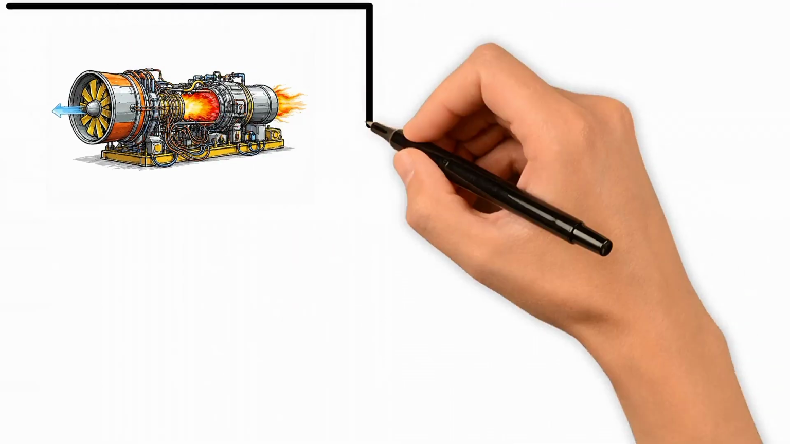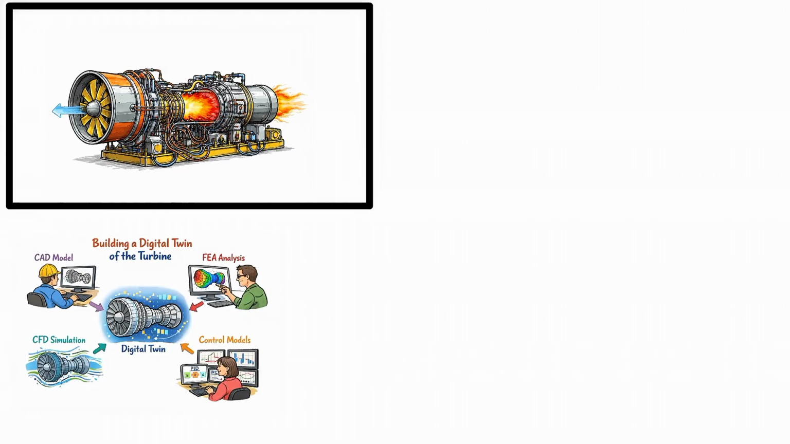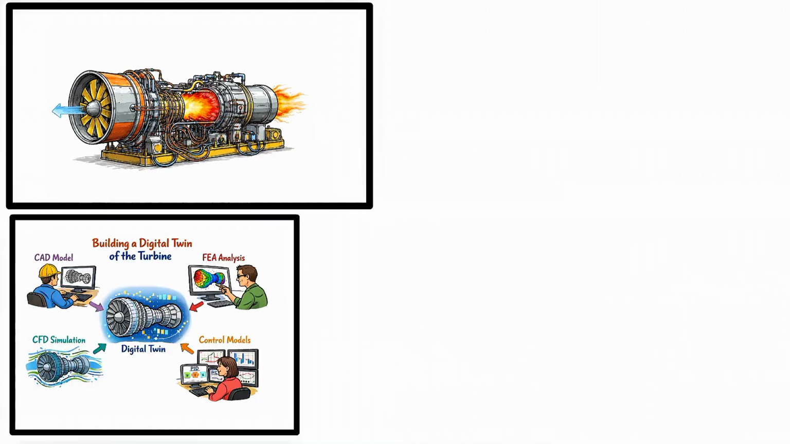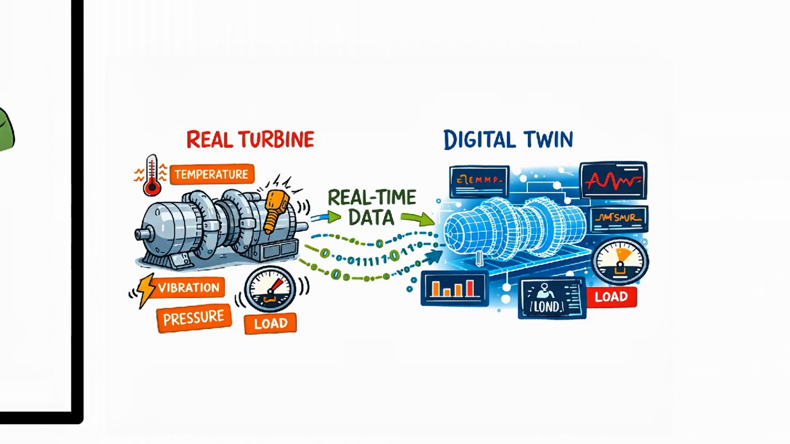Now imagine a real mechanical system, an industrial gas turbine running 24/7 in a power plant. Engineers build a digital twin of the turbine using CAD, FEA, CFD, and control models. Sensors on the real turbine stream temperature, vibration, pressure, and load data into the twin in real time.